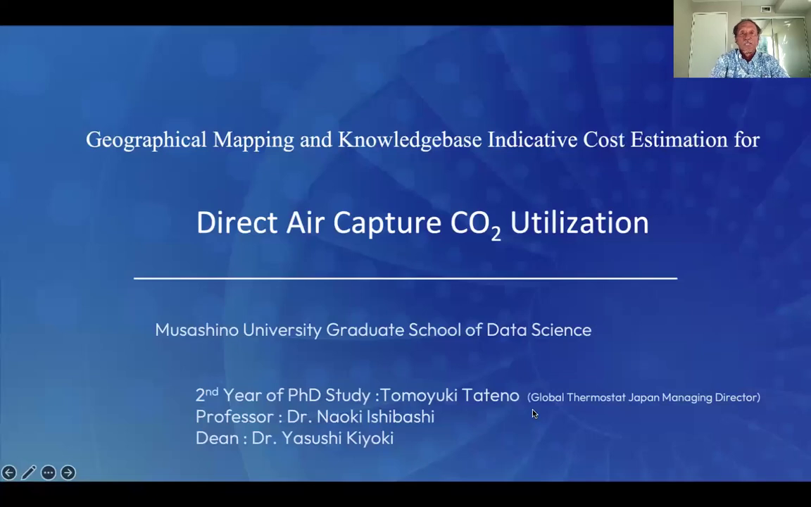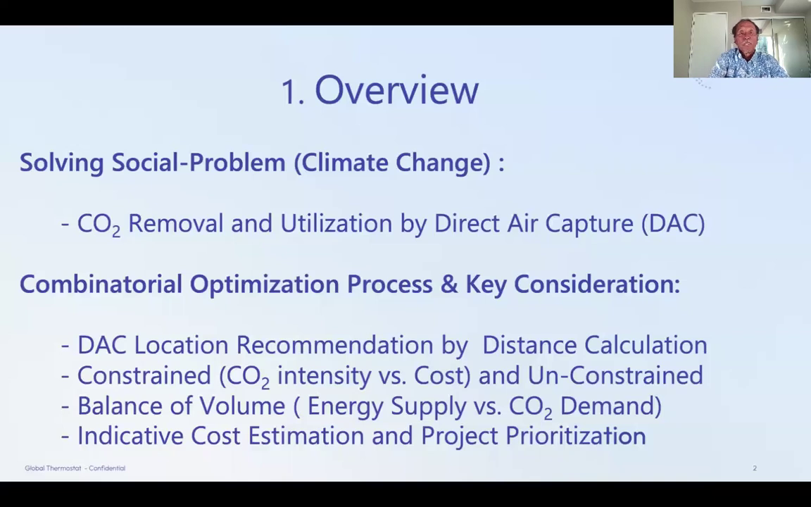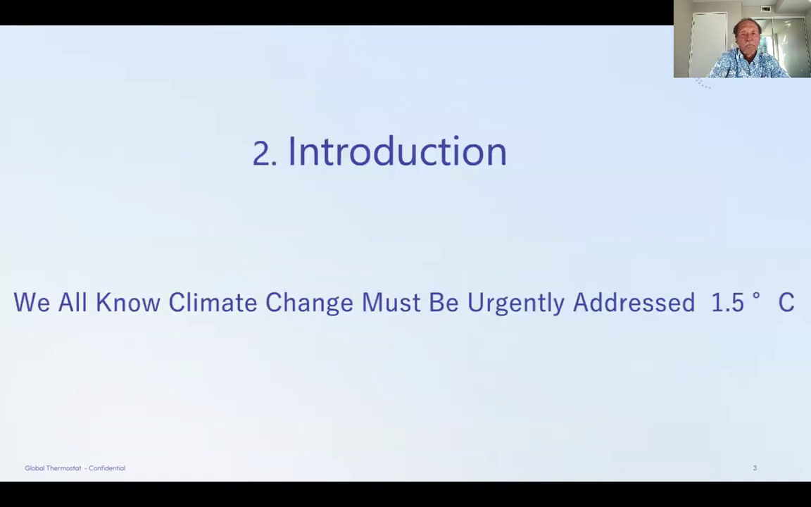Today's presentation is geographical mapping and knowledge-based indicative cost estimation for direct air capture CO2 utilization. Presentation overview and research overview. What I'm doing is solving a social problem, which is climate change, by CO2 removal and utilization by direct air capture, DAC, and the combinatorial optimization process. The key considerations are DAC location recommendation by distance calculation, constraint items, the balance of volume, indicative cost estimation, and project prioritization. This is an overview of my research.